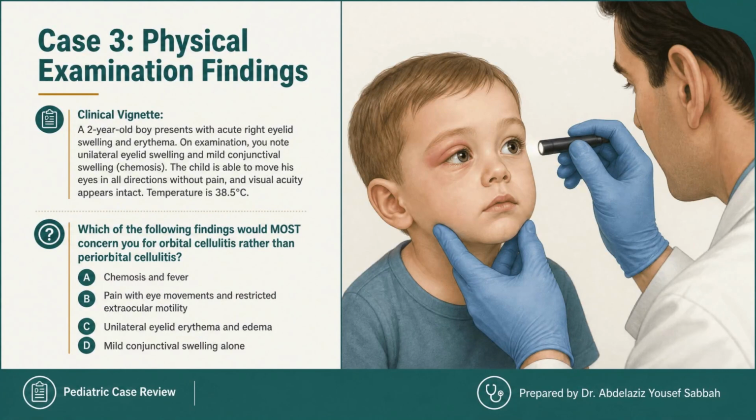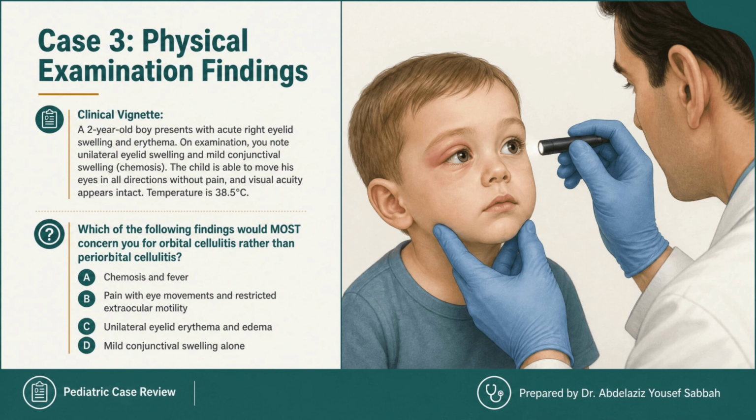On examination, you note unilateral eyelid swelling and mild conjunctival swelling, also called chemosis. The child is able to move his eyes in all directions without pain, and visual acuity appears intact. Temperature is 38.5 degrees Celsius. Which of the following findings would most concern you for orbital cellulitis rather than periorbital cellulitis?